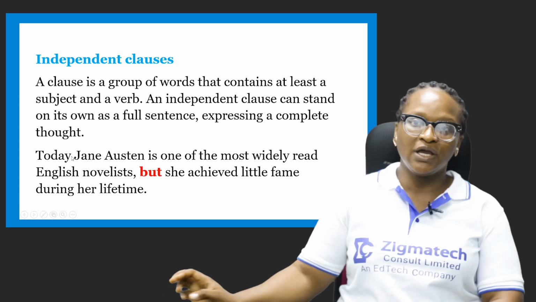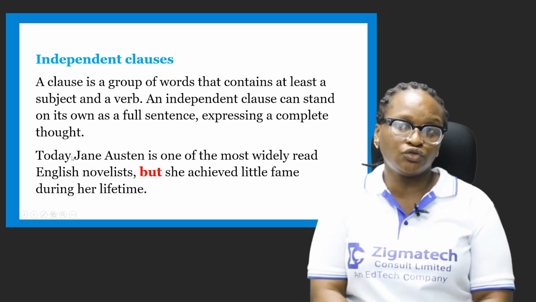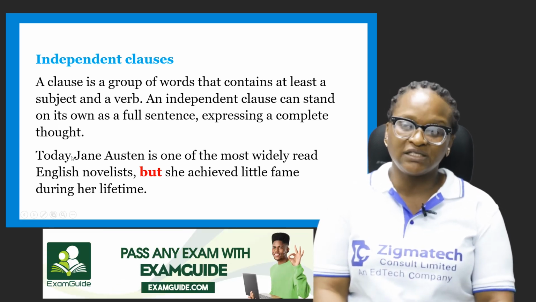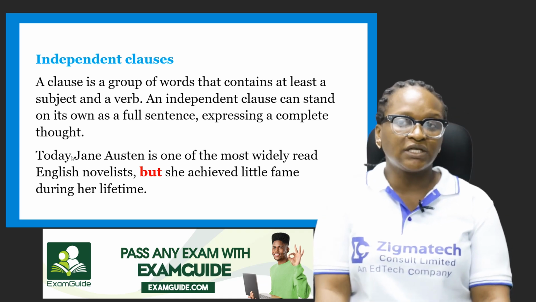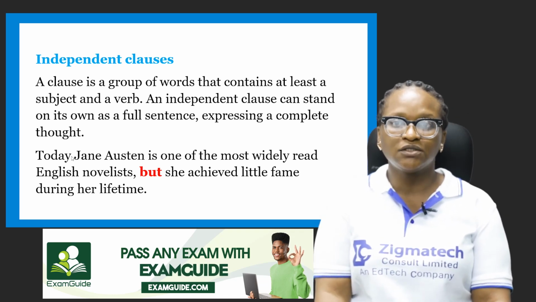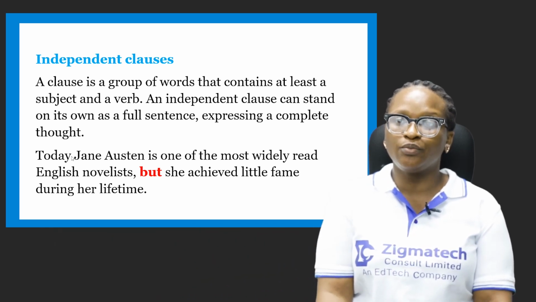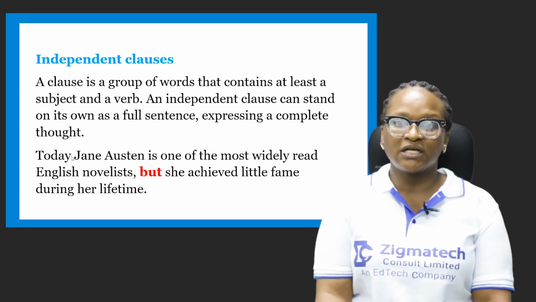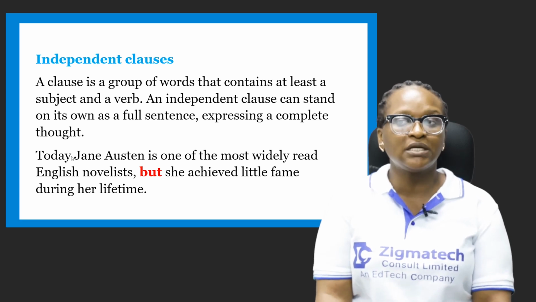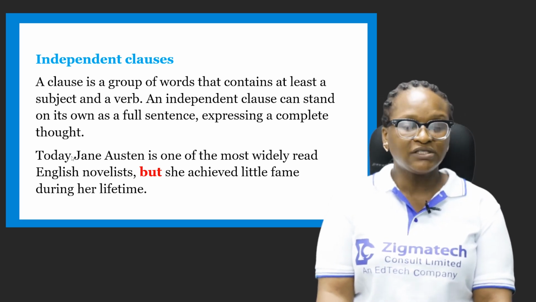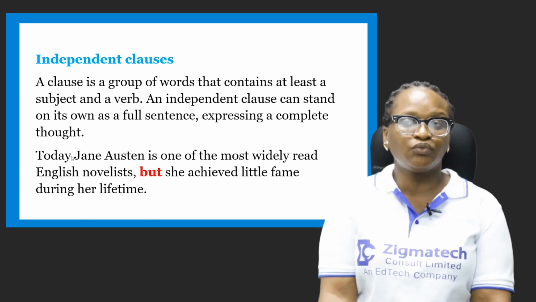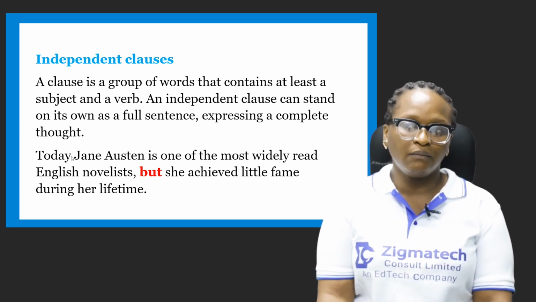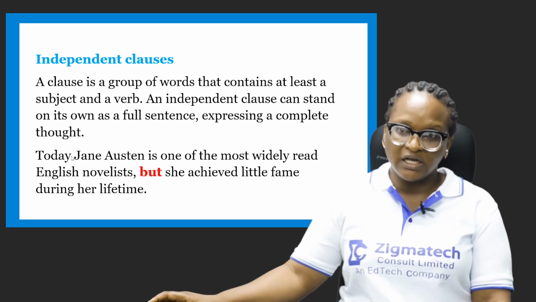Then finally, here we have the use of coordinating conjunctions to join independent clauses. Independent clauses are simple sentences joined together. Simple sentences joined together are called independent clauses. So we say that a clause is a group of words that contains at least a subject and a verb. An independent clause can stand on its own as a full sentence expressing a complete thought. So you see, my reason for saying that independent clauses are simple sentences is because simple sentences express complete thoughts.